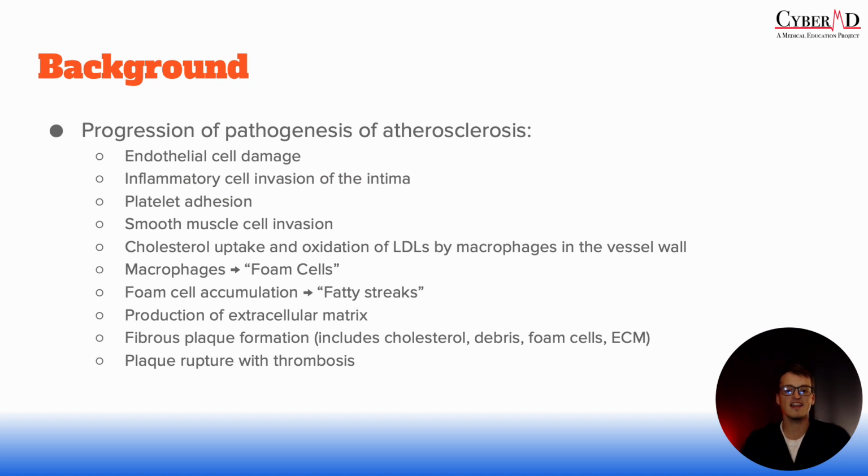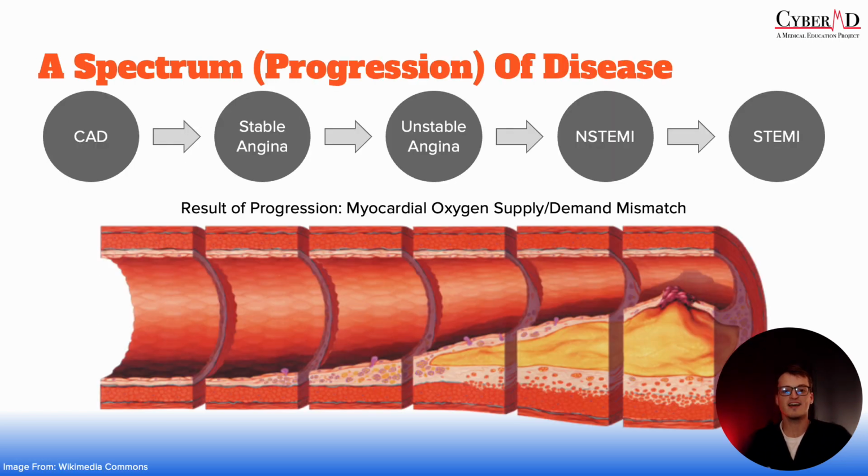Alright, on this slide, I've laid out the underlying pathology just as a quick reminder from your Step 1 studying. Please feel free to pause here and review this if you think you might need it. On this slide, we can see the progression of disease associated with worsening diagnoses above the diagram. At its core, as this spectrum of disease progresses, it results in a mismatch between oxygen supply to the myocardium and oxygen demand by the myocardium.